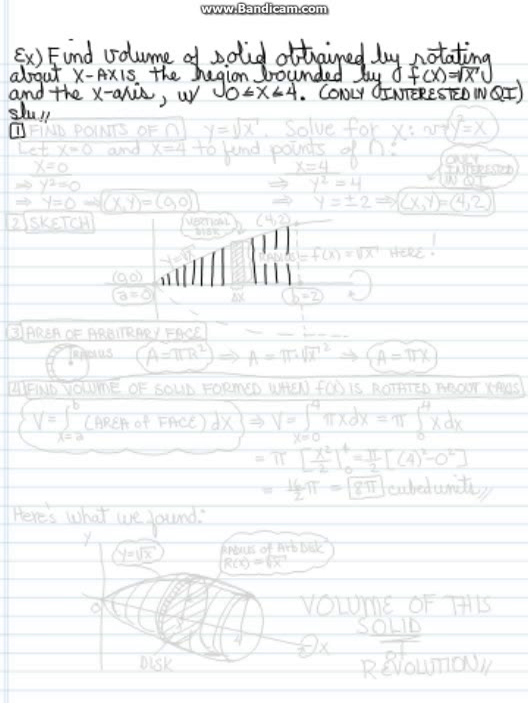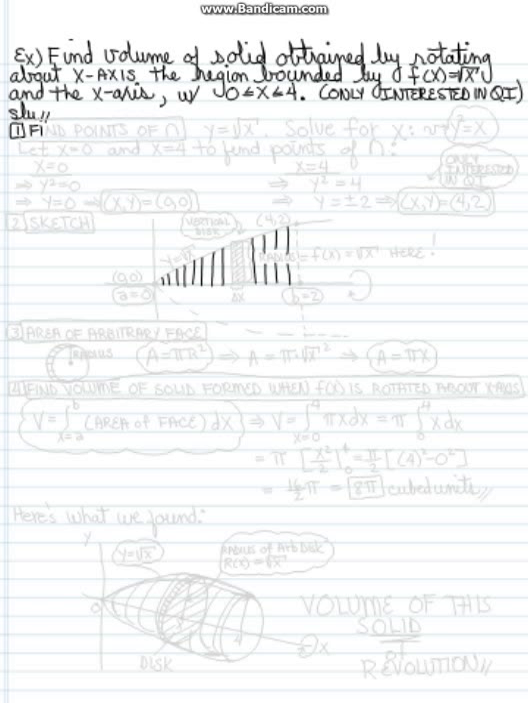Okay, this time we're going to find the volume of a solid that's obtained by taking a graph and rotating it about the x-axis. Only in quadrant 1. We're only interested in the graph in quadrant 1. It's the region bounded by the function f of x equals the square root of x and the x-axis, with x constrained from 0 to 4. And again, we're only interested in what's happening to the function in the first quadrant.